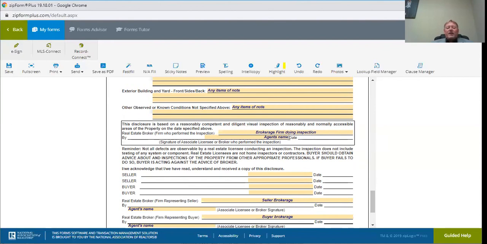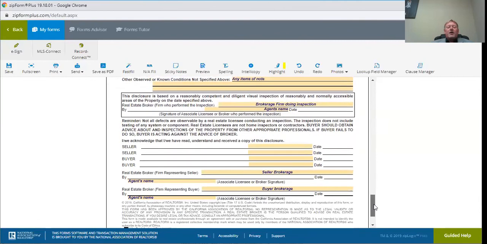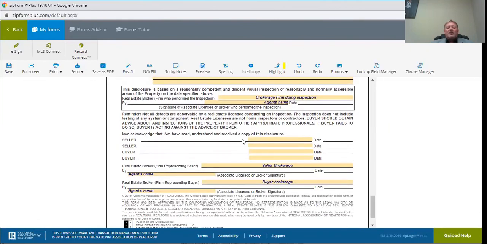We have the agent's name, and then we have our acknowledgement page here, where it's going to be signed by the buyer and seller. Also, if you happen to be representing the seller, then your brokerage firm will go here, and you will be signing this under agent's name. And then we always want to provide a copy of this AVID to the representing cooperating broker on the other side. We certainly hope that they will in turn do an AVID for their clients and for themselves, and that they will provide that over to you.